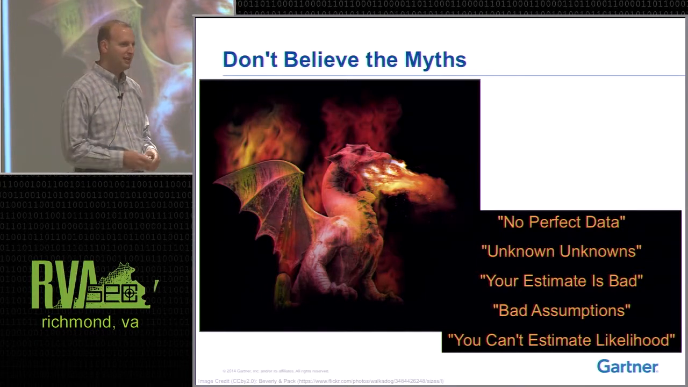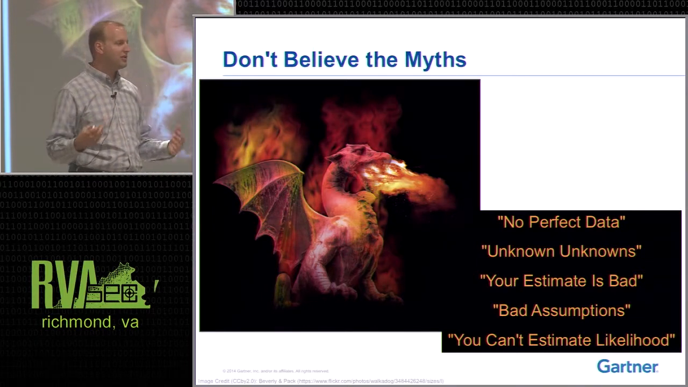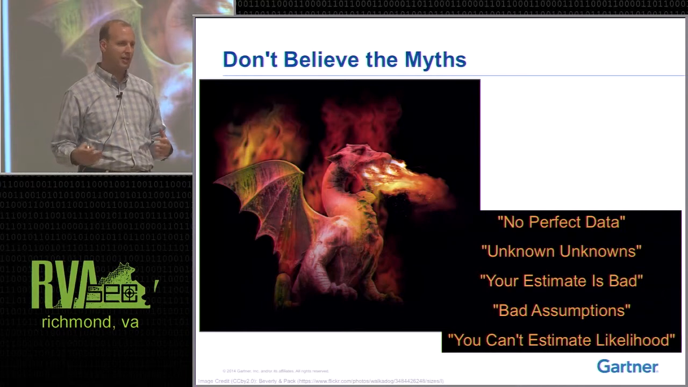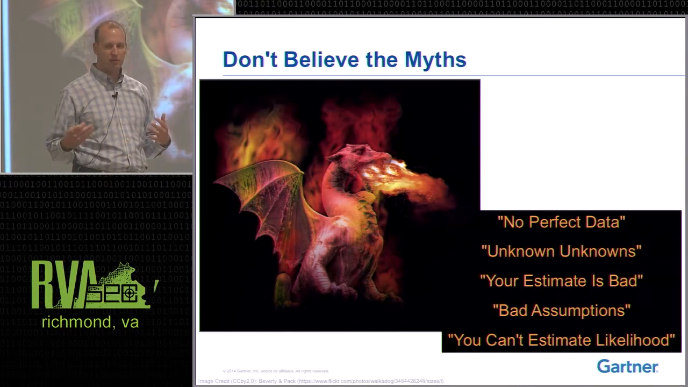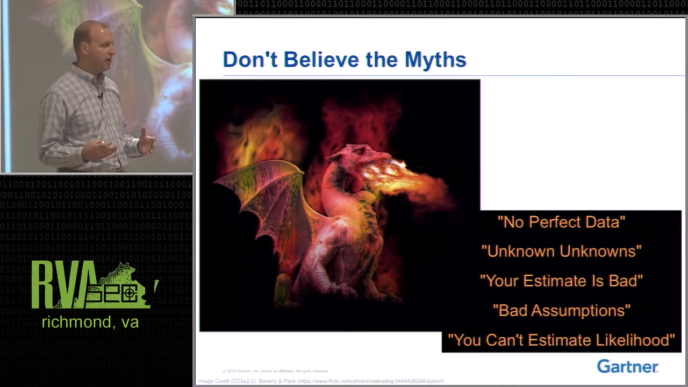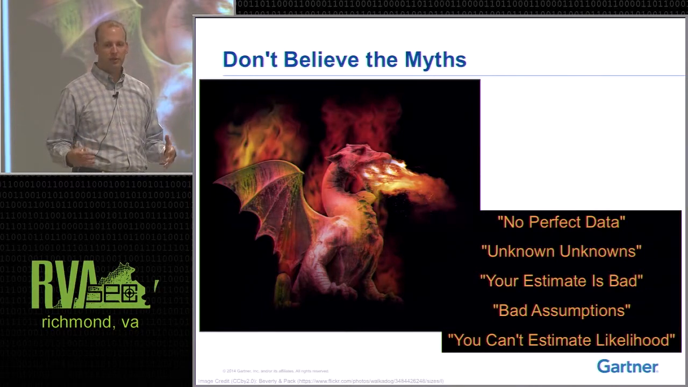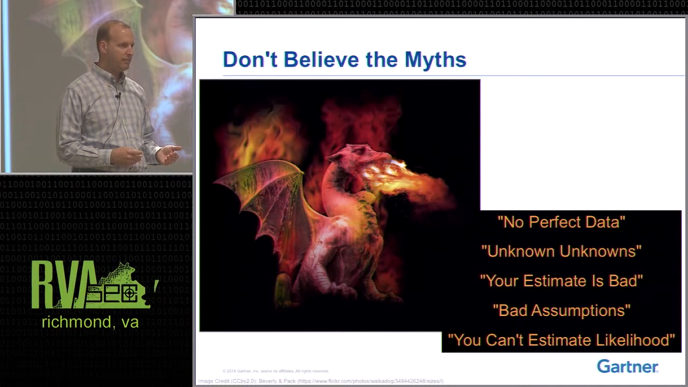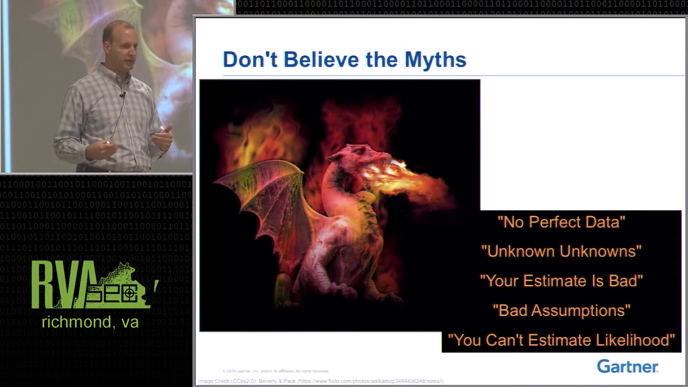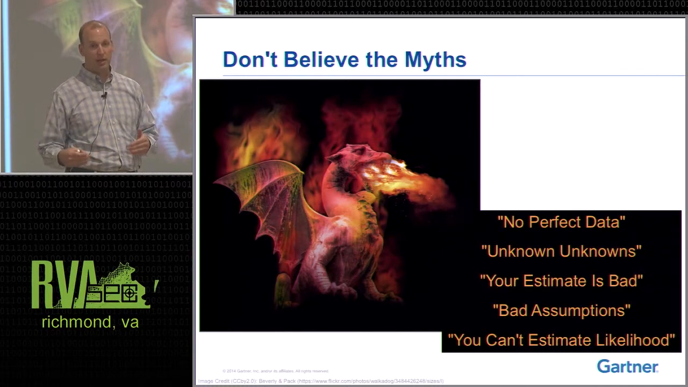We don't understand hardly anything when you get right down to it, especially when you start looking at quantum physics, right? There's a lot of unknowns in the world. There is no perfect data. We will never know everything there is to know before we make a decision. If we had to wait for perfect data to make a decision, we'd never make a decision.